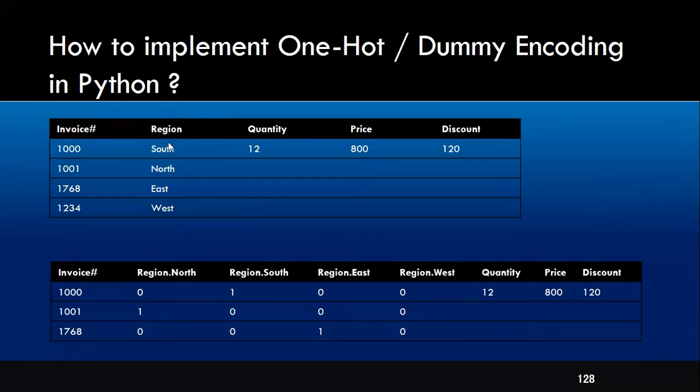But here it's a nominal type of variable. Region is a nominal type of variable, not an ordinal type. It is not that South is superior to North. There is no superiority or inferiority that comes into the picture here. In the case of a nominal categorical variable, we perform one hot encoding.